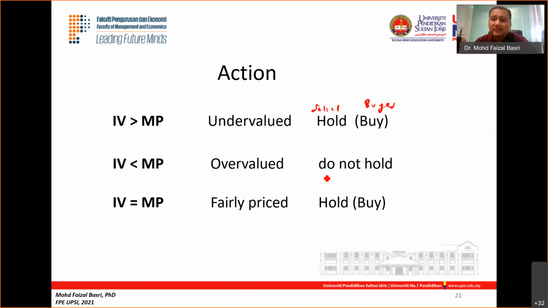If not whole means sell, right? So this is for seller. For buyer, your decision should be do not buy. And as I said, if it's fairly priced, equals, there's no specific. It can be either one. You can choose either one. But for questions related to test, exam, quiz, assignment, whatever, you shouldn't get this lah. It's either undervalued or overvalued for you to decide.